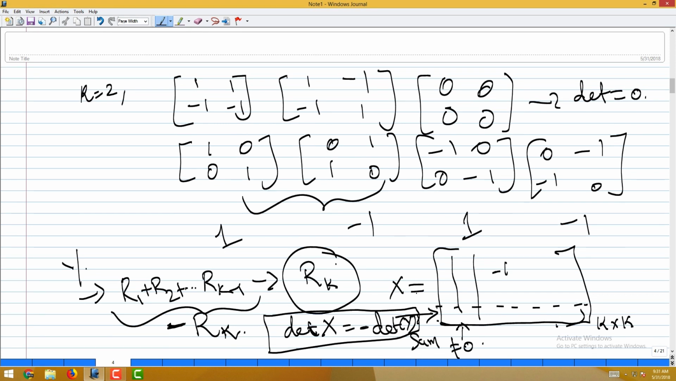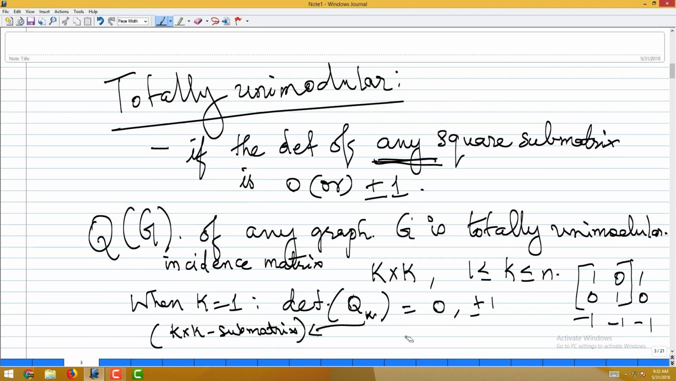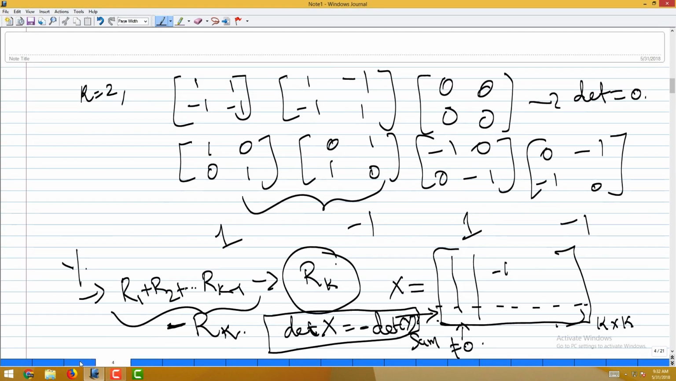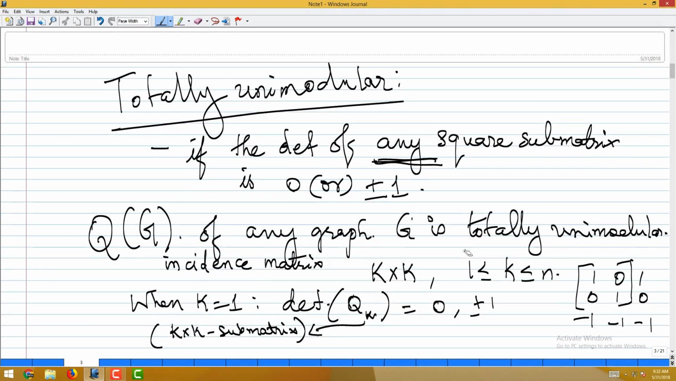So, this is an argument we will be using most of the time: you just add all the rows and look at the behavior of the determinant. Inductively, if I continue this, I can show this for every k up to n. Therefore, we can say that Q of G is totally unimodular. So, this is what I wanted to show. Q of G is totally unimodular.